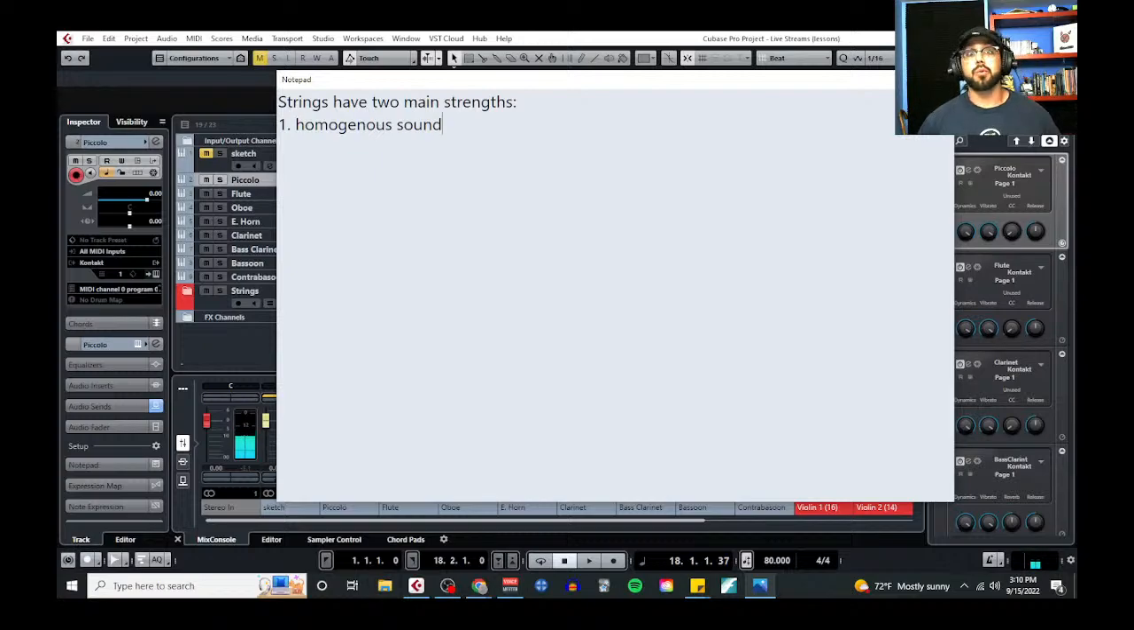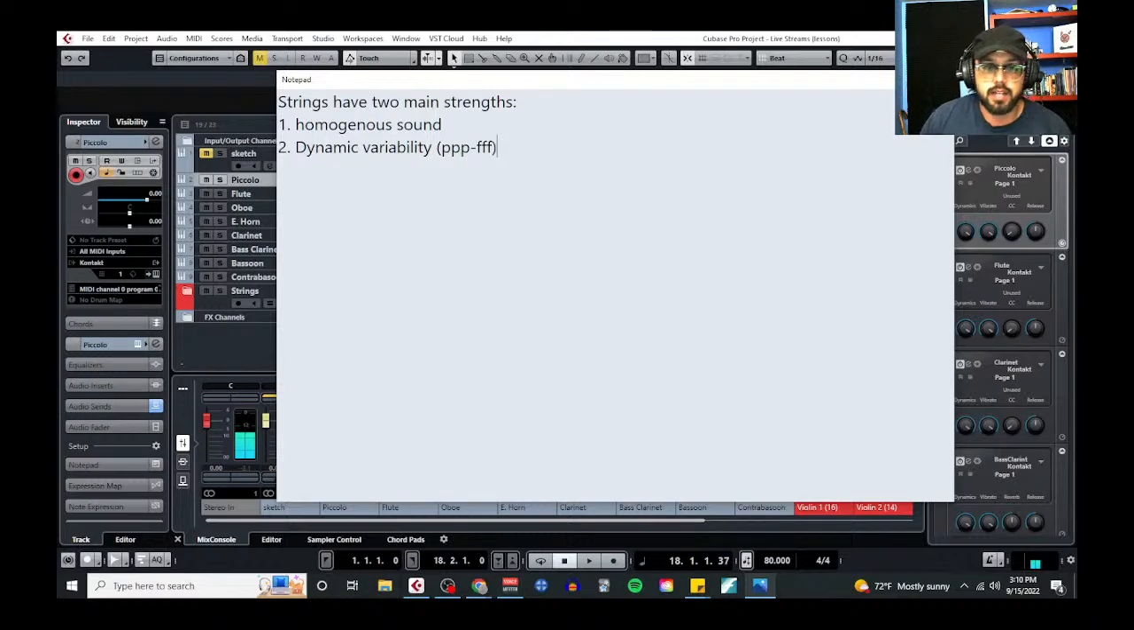And that's something we're really going to be talking about today, those other instruments. So the homogeneous sound and then the dynamic variability, which basically says that any stringed instrument can play anywhere from super, super soft to super, super loud, anywhere in their range.